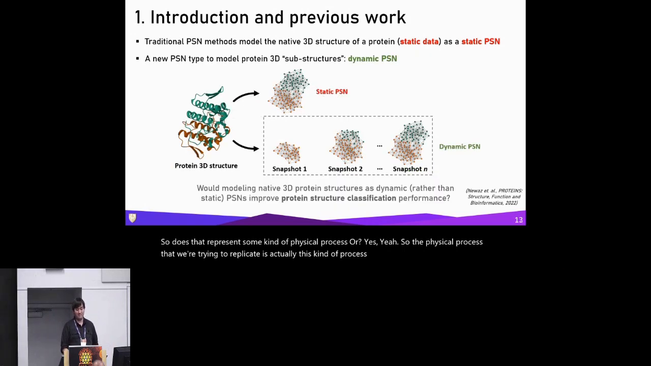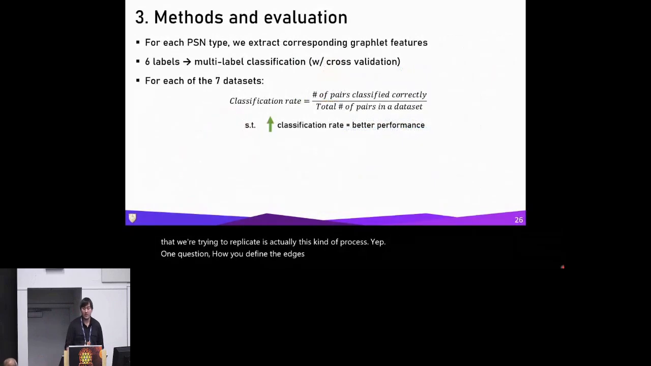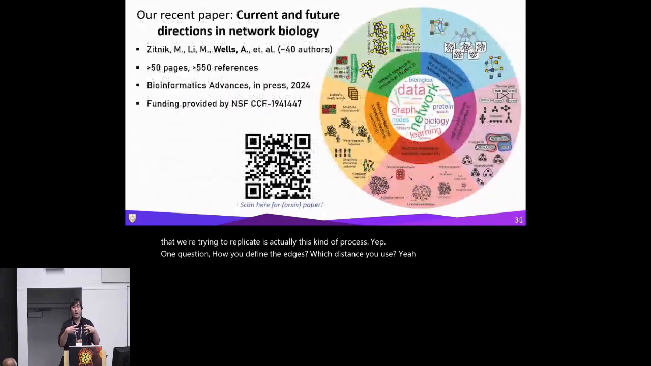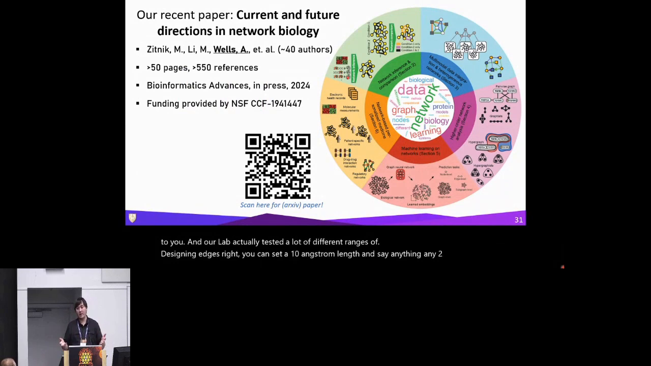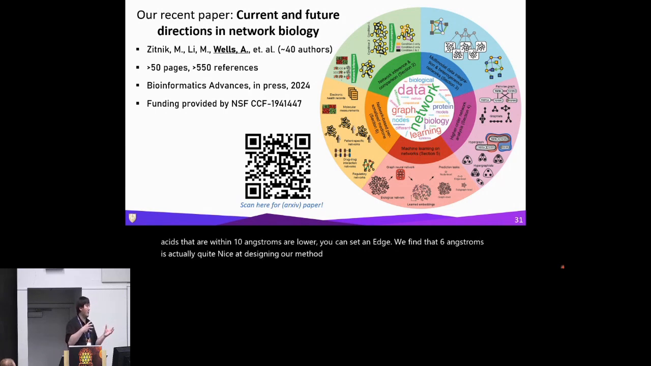One question, how do you define the edges? Which distance do you use? That is actually up to you, and our lab tested a lot of different ranges for designing edges. You can set a 10 angstrom length and say any two amino acids that are within 10 angstroms or lower, you can set an edge. We find that 6 angstroms is quite nice for our method. In fact, in our previous 2022 paper, we showed that using a 6 angstrom length to design our edges was most effective for producing the classification results that we wanted. Okay.